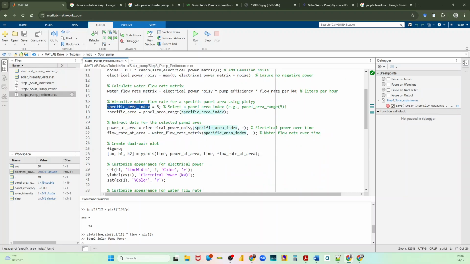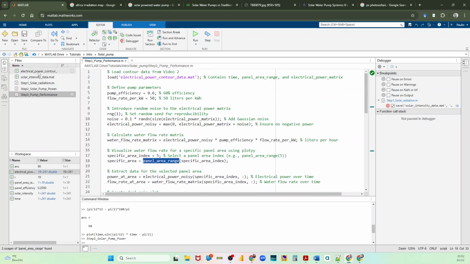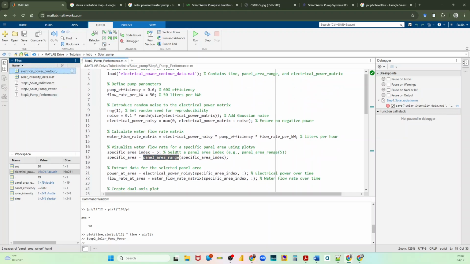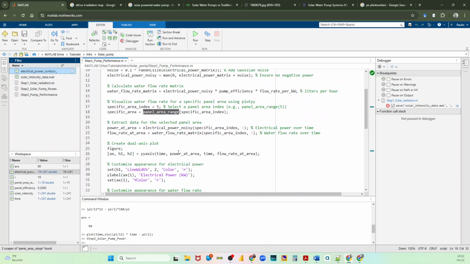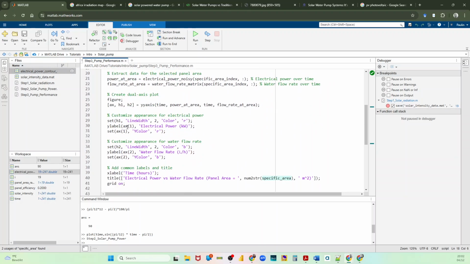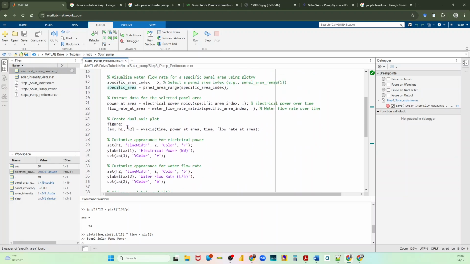Now, this is a panel area. It comes from the panel range, right? Now, that was stored in electrical power contour. This is a range between 1 and 10 meters squared. That now can be used as a means to look at the overall design of how much flow I can get through the efficiency, and also through understanding the noise characteristics or uncertainty.